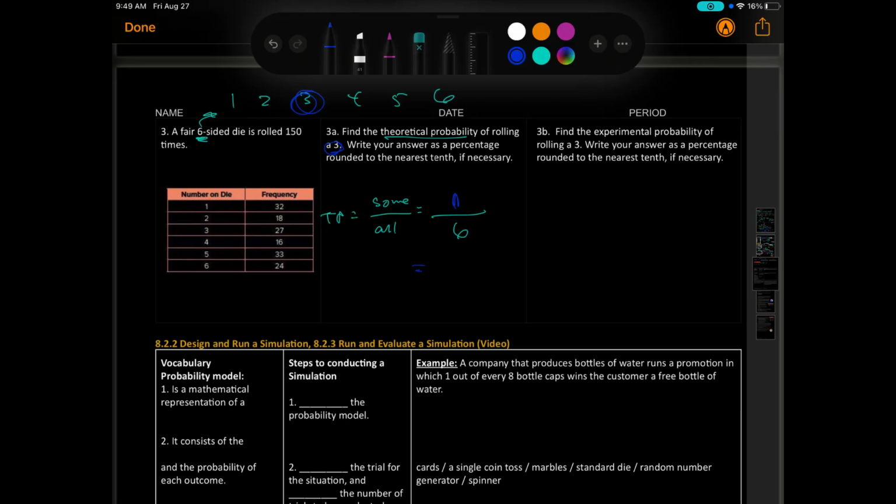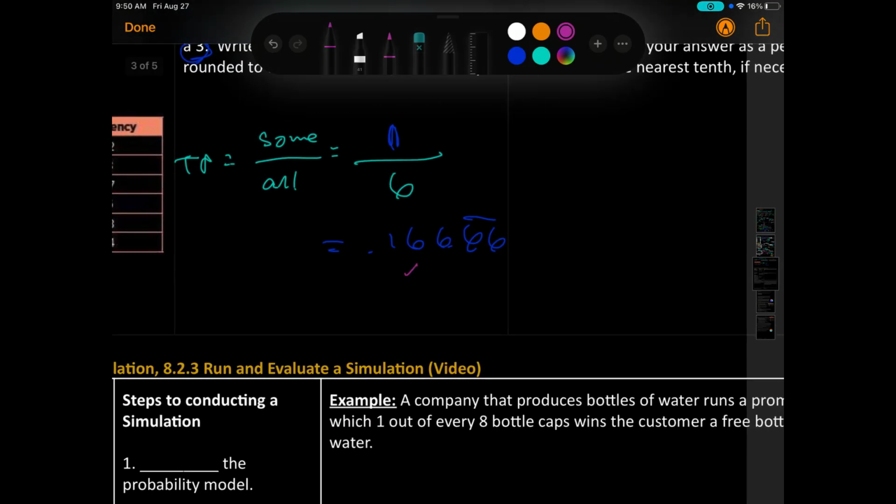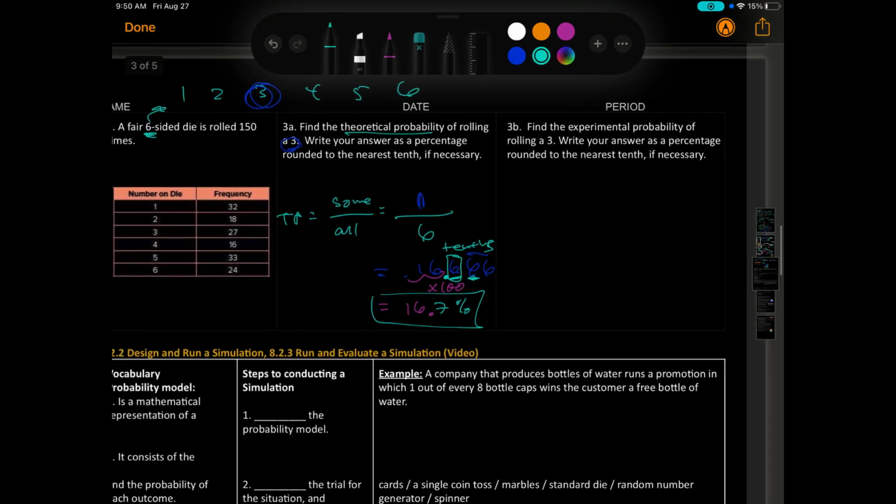If we put that into your calculators, you'll get a repeating decimal, 0.1666, right? And so how do you round to the nearest? Well, first of all, we're going to multiply by 100. Now that would give me 16 point. And so my decimal would now be here. This is the tenths. And so I'm going to actually look at the hundredths. And this number is 5, 6, 7, 8, or 9. You're going to round this number up. So that would be a 7. 16.7% is our theoretical probability.